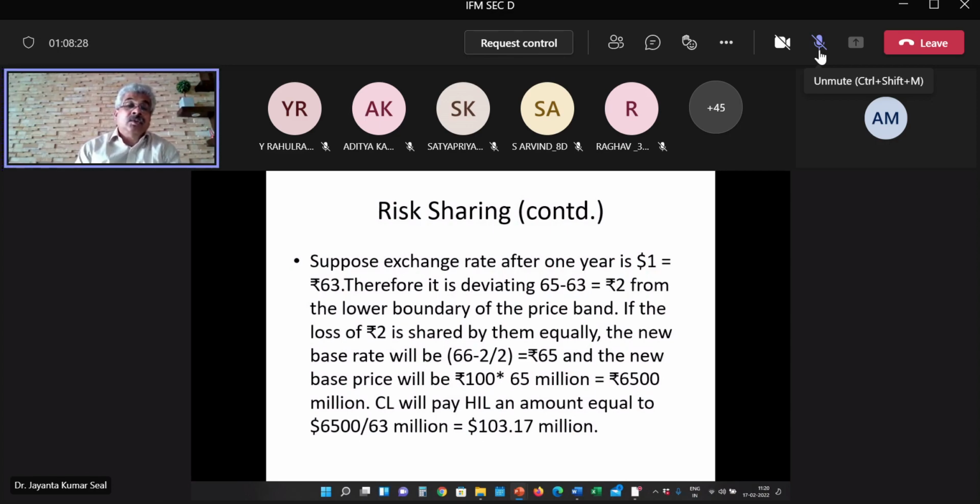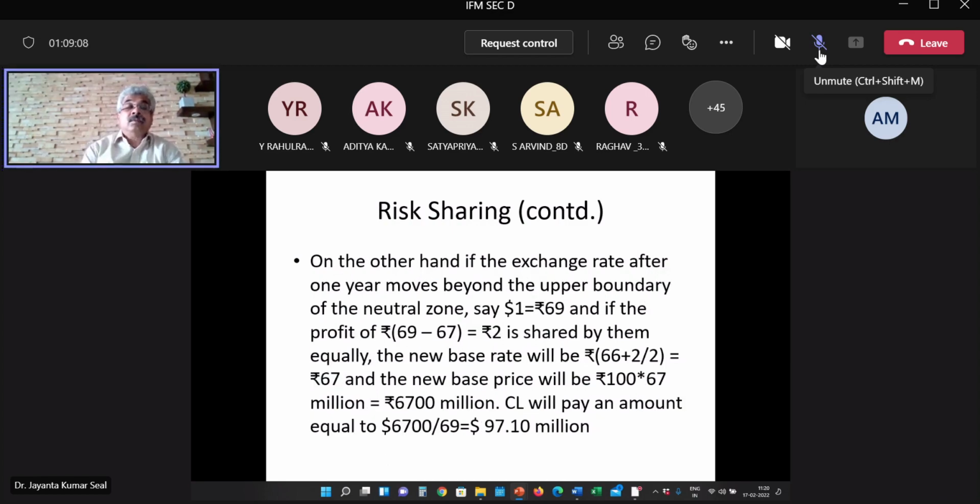Okay. So the 2 rupees of loss, if it is shared by them equally, 1 rupee each. So the new base rate will be 66 minus 2 by 2, that is 65. And what will be the new base price? 100 into 65, that is 6,500. So Hindalco is receiving less. Earlier it was receiving 6,600. Now it is receiving 6,500. And how much is Creso paying? 6,500 divided by 63, which is $103.17 million. So Hindalco is receiving less, Creso is also paying more. So both of them are sharing the loss.